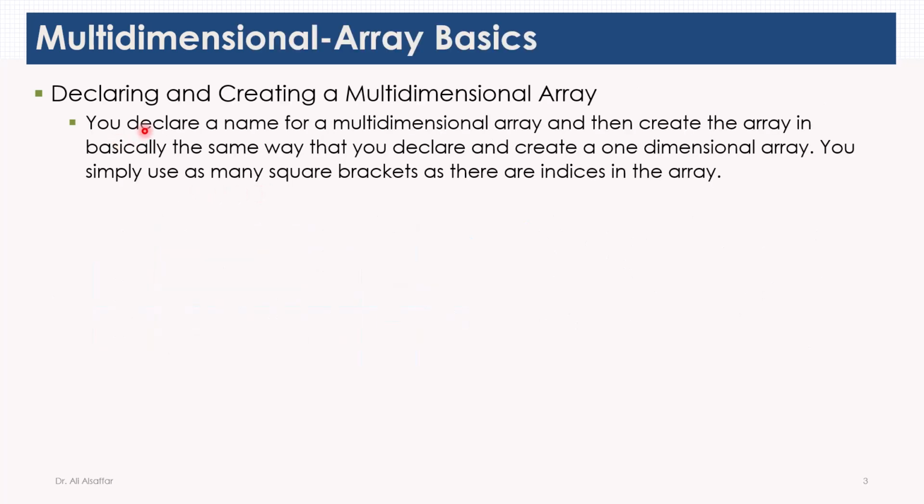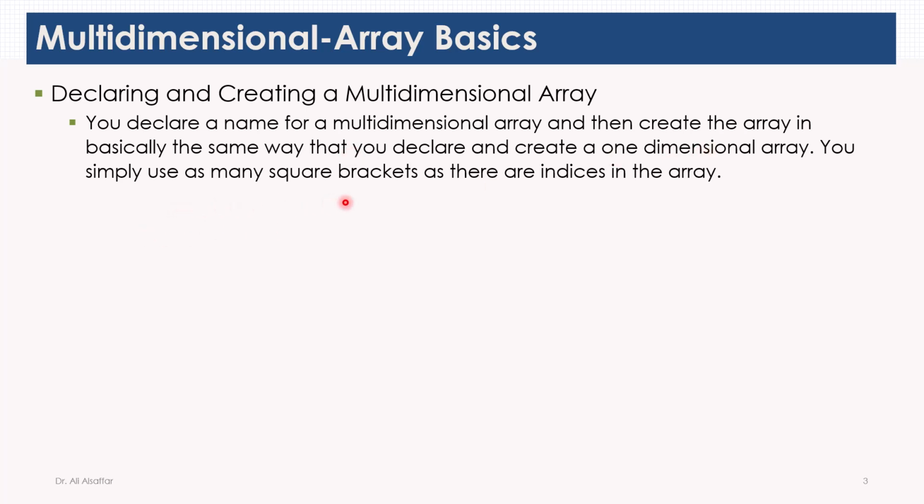Here, we will show you how to declare and create a multi-dimensional array. You declare a name for a multi-dimensional array and then create the array in basically the same way that you declare and create a one-dimensional array. Remember that for a one-dimensional array, when you declare an array, you give it a name, and then you create the object by saying new, and you put the size of the array. For a multi-dimensional array, you do exactly the same. You declare a name, and then you create the array using the new command.